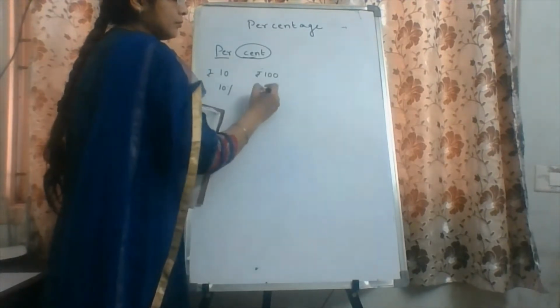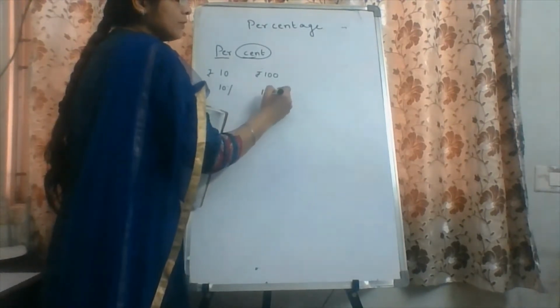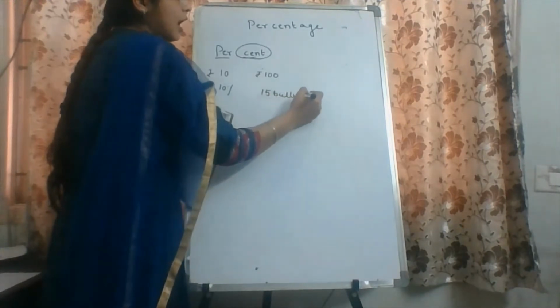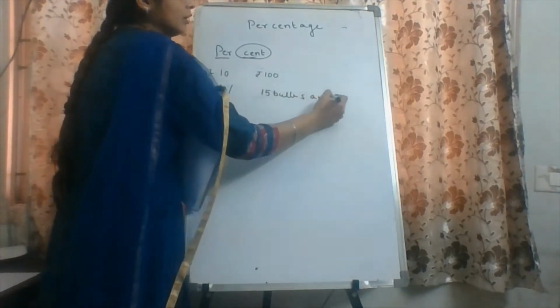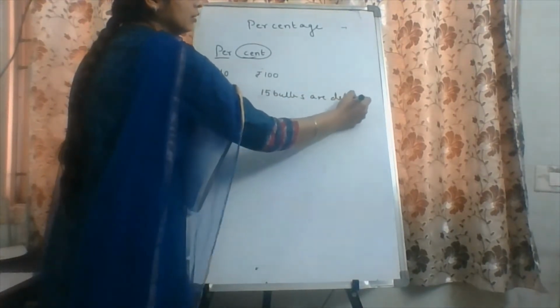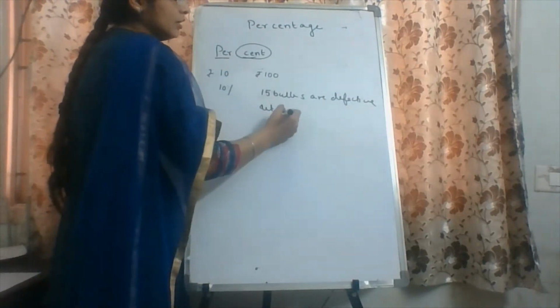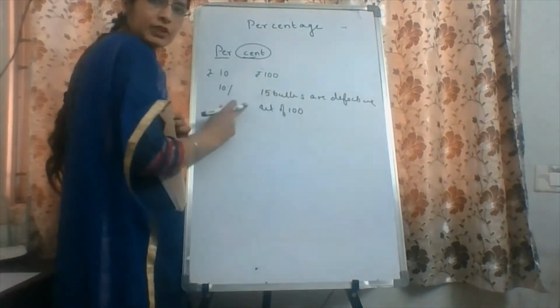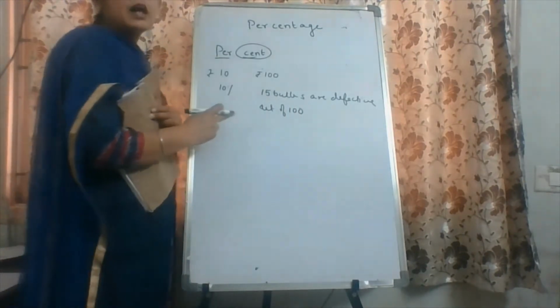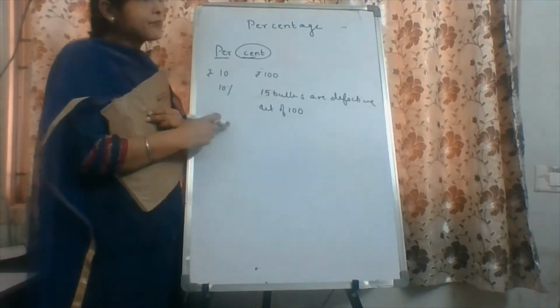Let me take another example. If I say 15 bulbs are defective out of 100, that means 15% of the bulbs are defective.